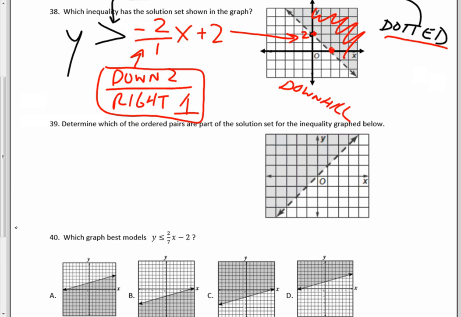On your paper, does it look like this is shaded? So I'm going to put, determine which of the ordered pairs are part of the solution set. Ignore the directions for this one. Actually, circle the word pairs.